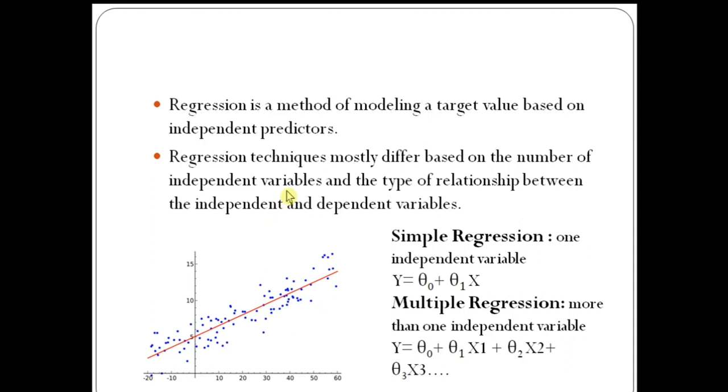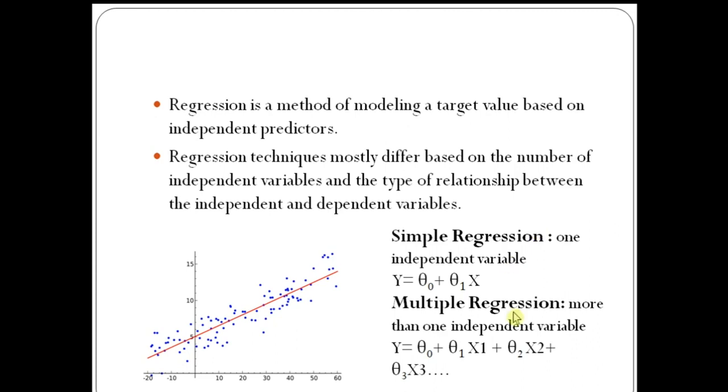So what we are doing in linear regression: a number of independent variables are there, and the relationship is between the independent and dependent variable. When we talk about simple regression, we have only one independent variable, that is the weight of the student, and based on that weight we need to predict the height of the student. So this is one method, simple regression.